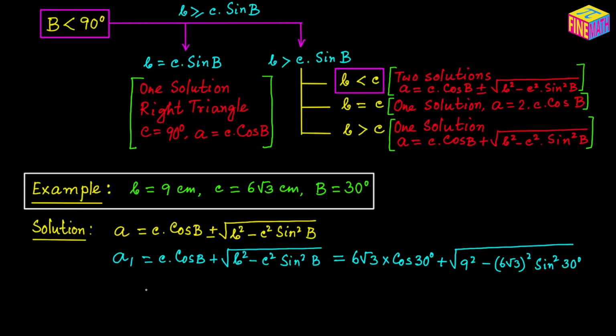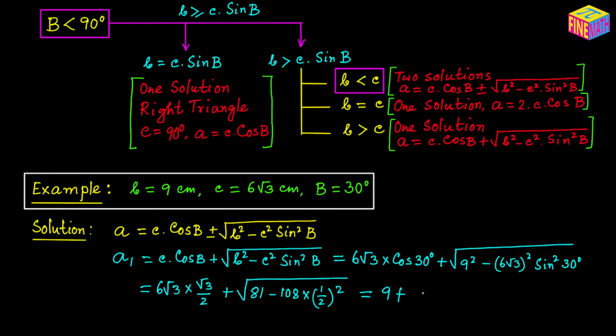And if we simplify this, we get 6 times square root of 3 times cosine of 30 degrees, that is square root of 3 over 2, plus within the square root we have 9 squared, which is 81, minus 6 times square root of 3 whole squared, which is 108, times sine squared of 30 degrees, that would be 1/2 squared. And if we simplify this, then we get 9 plus the first term will become 9, because the numerator is 18 and we have 2 in the denominator, so that will make it 9.